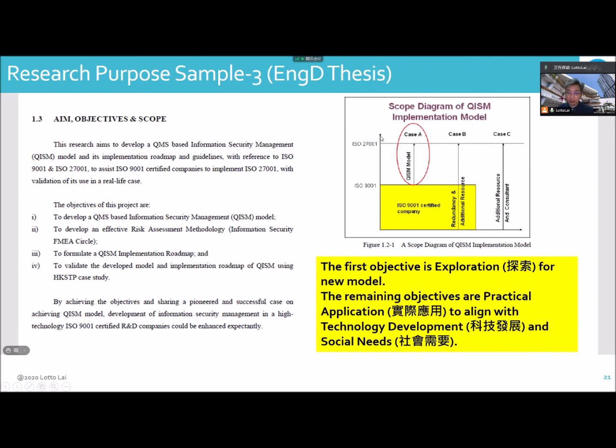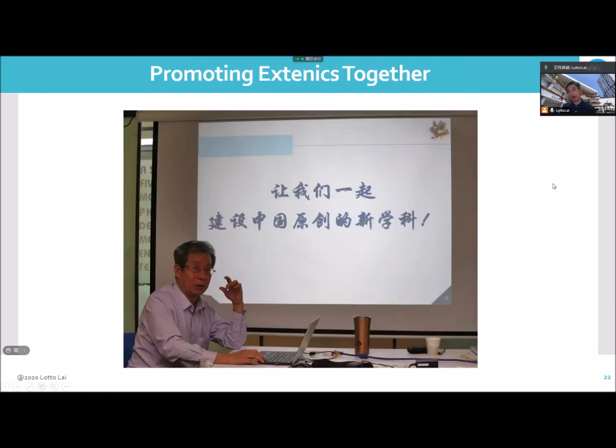So we aimed to have an ISO 9000 certified company add the model to fill up the ISO 27001 information security management system, to avoid any redundancy during the implementation of different management systems in the company. So today I share this at the end, and I would like to promote extenics. If you have a contradiction problem during the research, I suggest you try the extenics or extension innovation method to solve your contradiction problem.